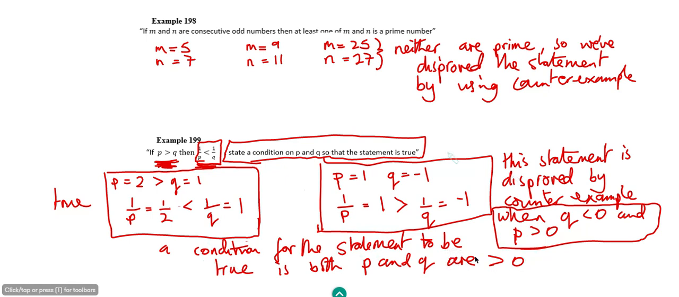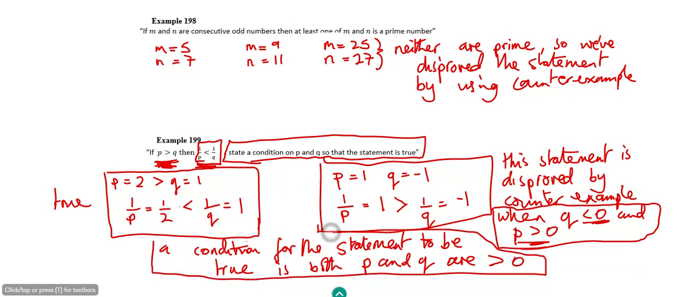And the reason I've said that, just to repeat myself, is that if P and Q are greater than 0, then we can't be in the territory where we've got this counterexample, because that would mean that Q would be less than 0 whilst P is greater than 0. So the counterexample couldn't take place if we have this condition applied. And that's it.